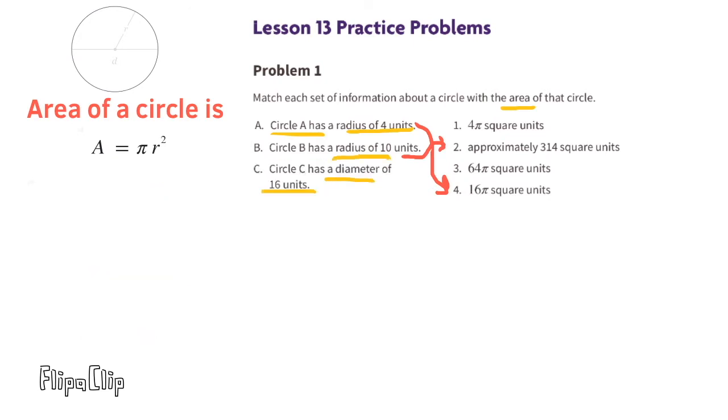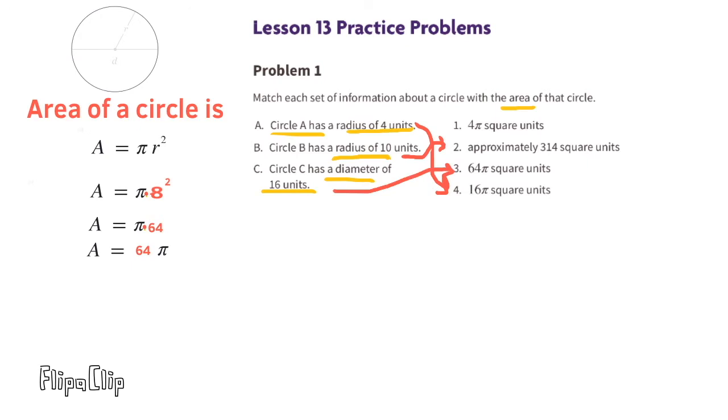C. Circle C has a diameter of 16 units. That means the radius is 8, since the radius is half the diameter and half of 16 is 8. The area of circle C is pi times 8 squared, or pi times 64. Circle C matches with number 3, 64 times pi square units.